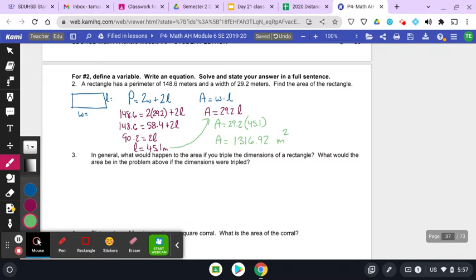All right. Now you, with your partners, are going to pause the video and try number 3, 4, 5, and 6, and then in 5 minutes, come back and check your answers.